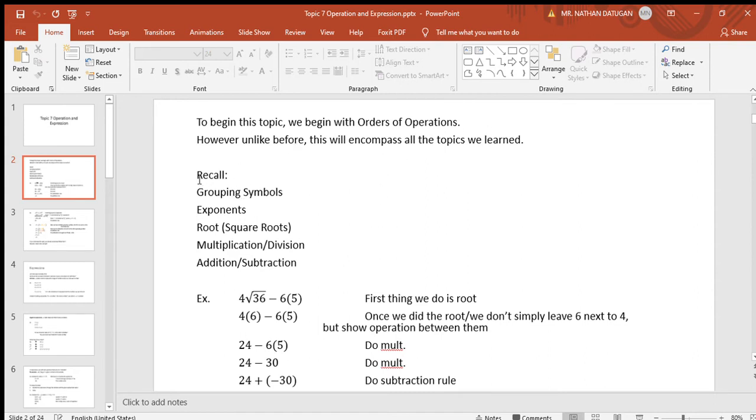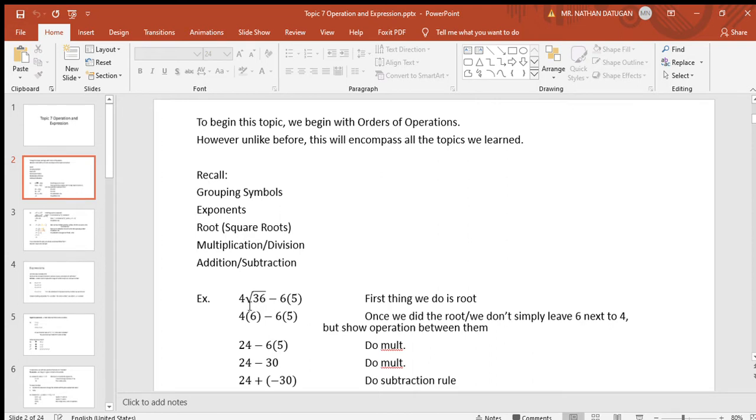So again, if you don't recall, orders of operation is grouping symbols, exponents, roots, more importantly square roots, multiplication slash division, addition and subtraction. Again, multiplication, division, order matters. Left to right, if division comes first, do division. If multiplication comes first, do multiplication. Same thing with addition and subtraction. Now let's have an example. This problem will probably appear in your test.